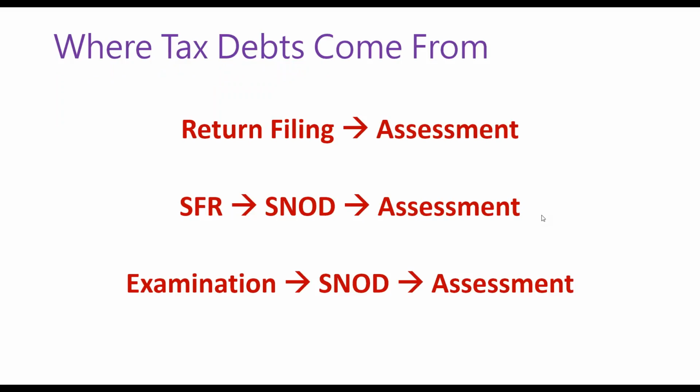So I would expect that most of you already know this, but I will cover it here real quick. Where do tax debts come from? There are 3 places where most tax liabilities arise. First of all, obviously, the taxpayer files a tax return with a balance due on it. And if that balance due is not paid, there is a tax debt that will arise.